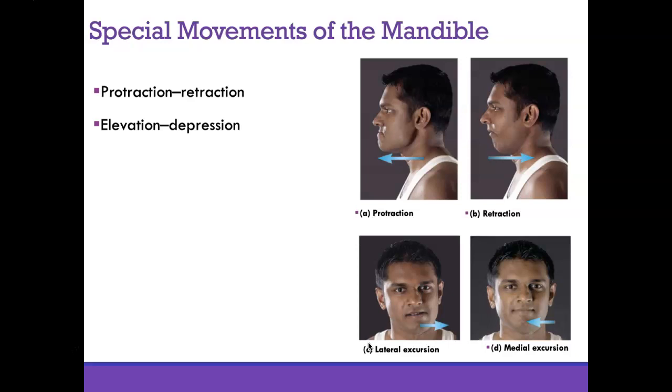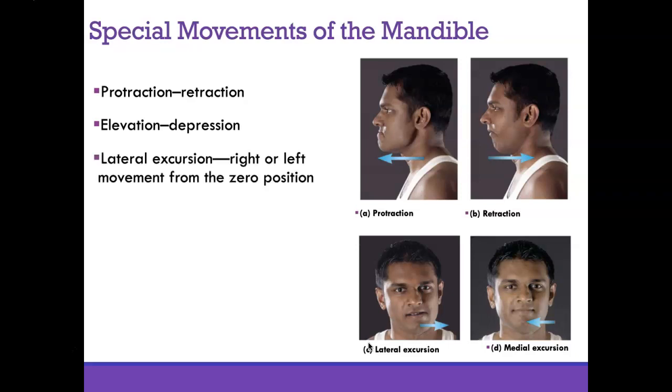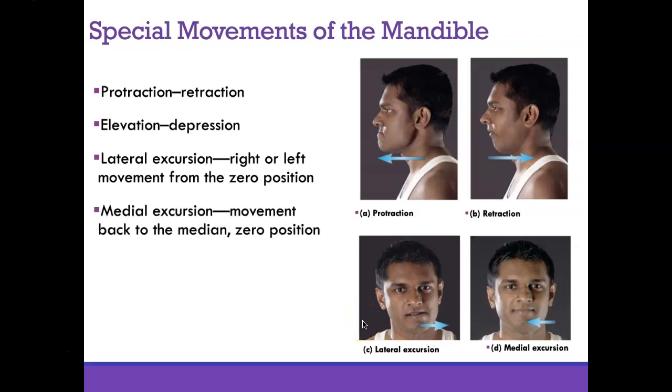So we spoke about this already, protraction and retraction, elevation and depression, but we also can have special movements of the mandible that are called excursion. So excursion is when you move your joint right or left. At the TMJ, you're moving your mandible right or left, away from the zero position. When you're doing medial excursion, you're moving back to the zero position, back to midline.